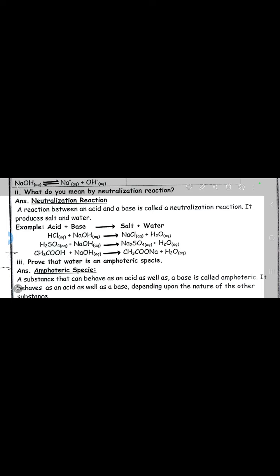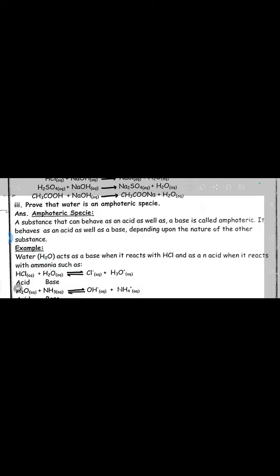Next question is, prove that water is an amphoteric species. Amphoteric species is a substance which behaves both as an acid as well as a base. When you react it with a base, it will act as an acid, and when you react it with an acid, it reacts as a base.